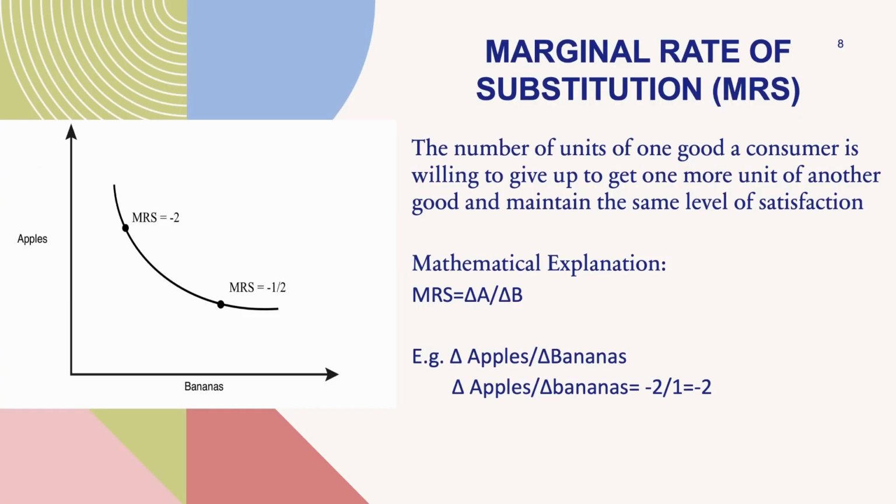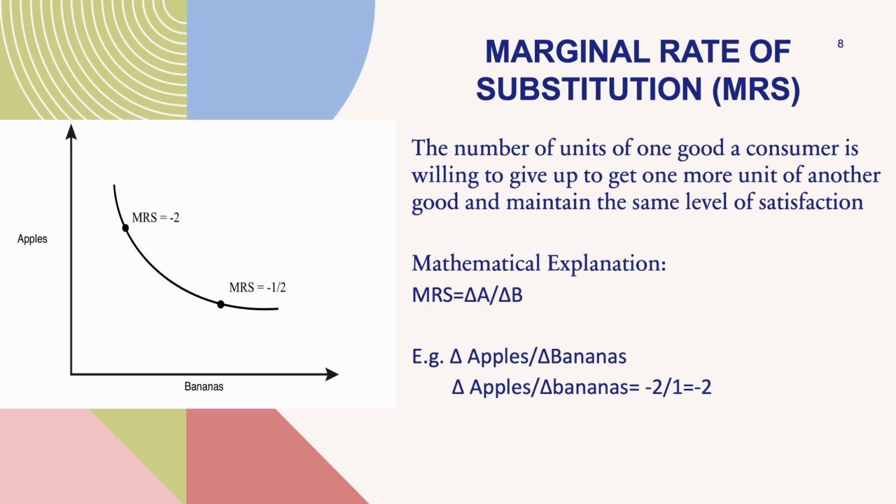So now, moving on to the marginal rate of substitution, which can be noted as MRS. This is the number of units of one good a consumer is willing to give up to get one more unit of another good and maintain the same level of satisfaction. And the mathematical equation for the MRS is change in A divided by change in B. So this could be change in apples divided by change in bananas.